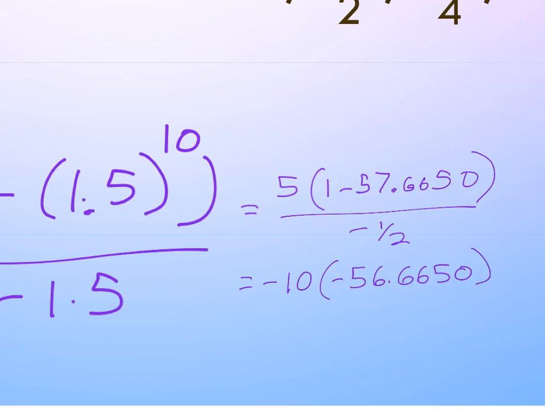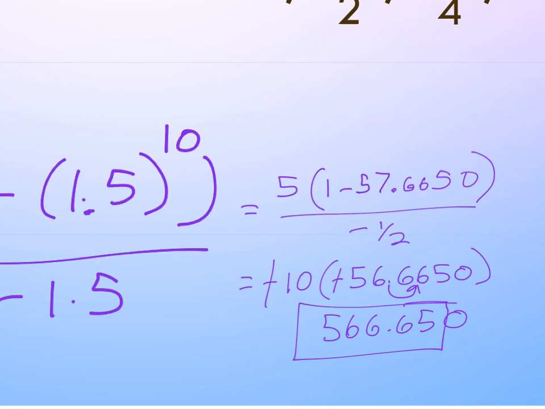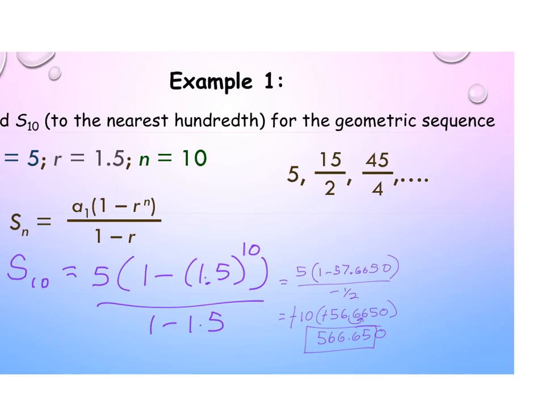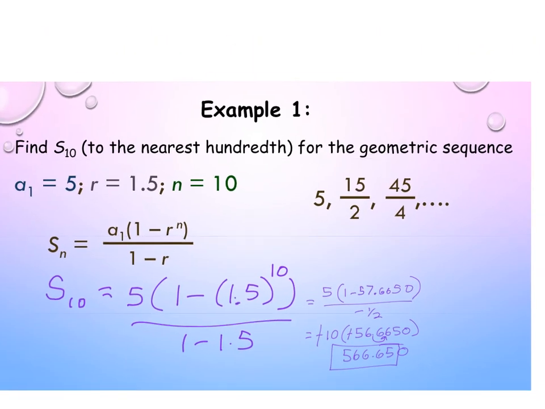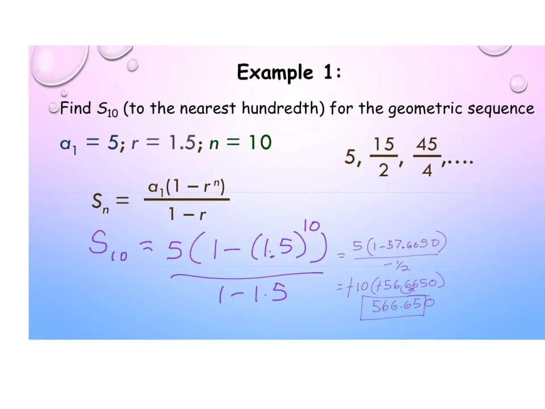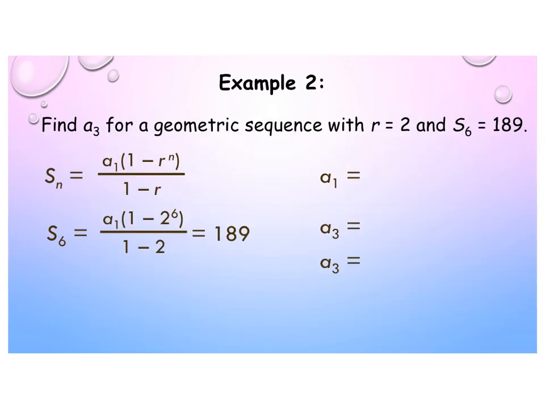56.6650. Now, if I multiply that by 10, the 2 negatives cross out, and that's going to move my decimal place 1 place. So I have 566.650. To the nearest hundredth, the 0 can just go away. I have that answer. And that's all I need. Okay.